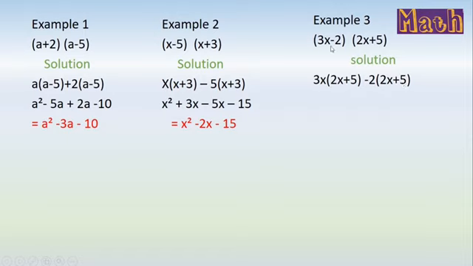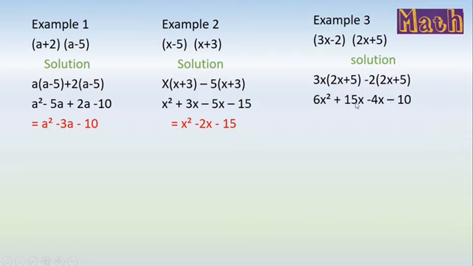3x times 2x will give me 6x squared. Then 3x times 5 gives me 15x. Minus 2 times 2x will give me minus 4x. Then minus 2 times positive 5 will give me minus 10. So I have positive 6x squared plus 15x minus 4x minus 10.